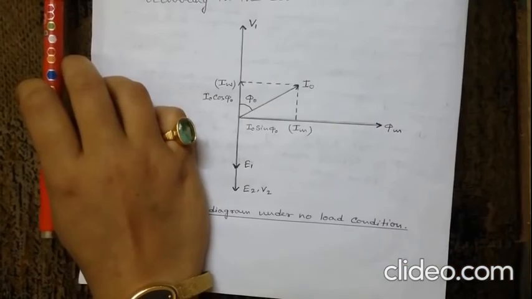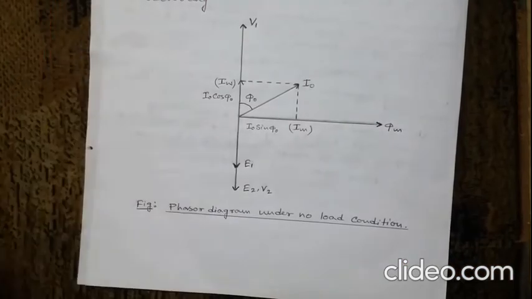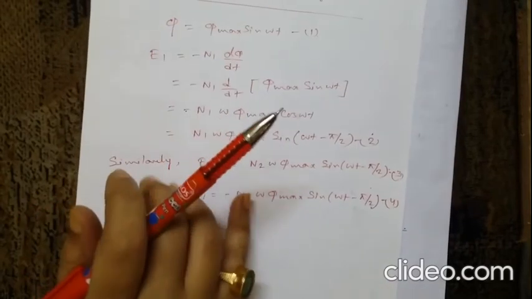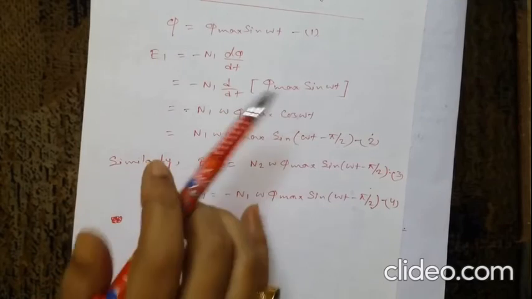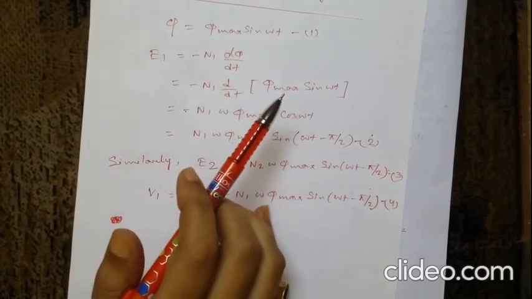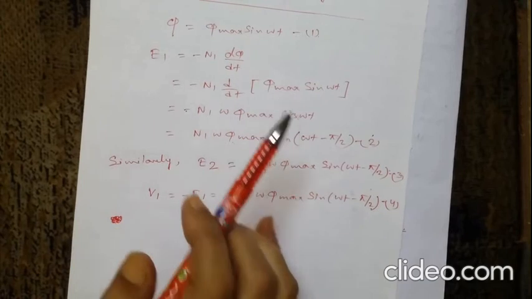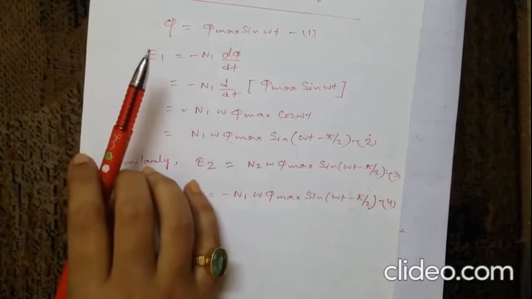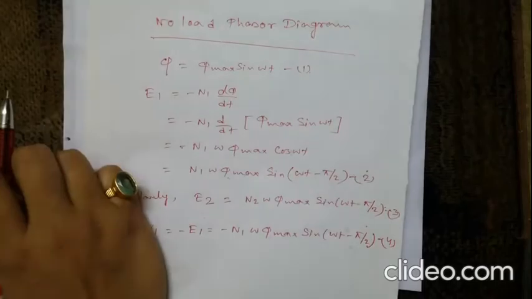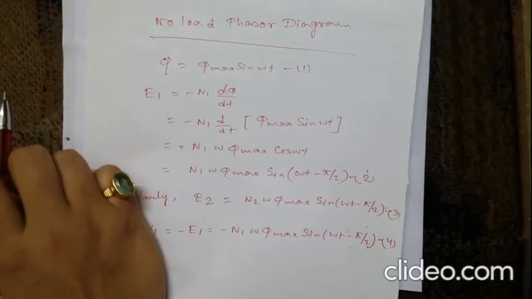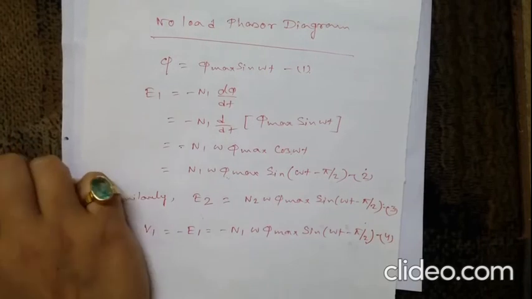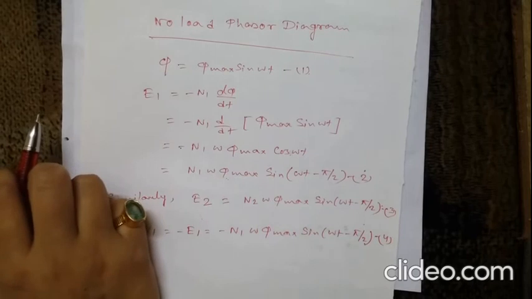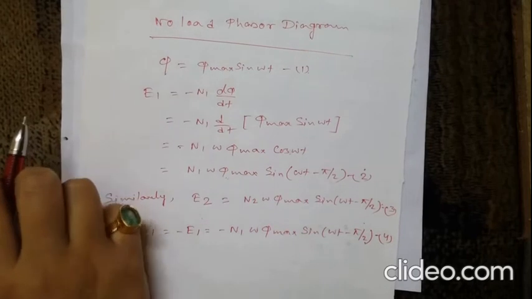This is a phasor diagram under no load condition. Now come to this equation. Comparing equations 1, 2, 3, 4, we can say that the induced EMFs in primary and secondary winding, E1 and E2, lag behind the main flux phi by pi by 2. So these EMFs E1 and E2 are in phase with each other. Voltage to the primary winding is in phase opposition to the induced EMF in the primary winding. So you can write V1 equal to minus E1 and the secondary voltage V2 equal to E2, as there is no voltage drop in the secondary.